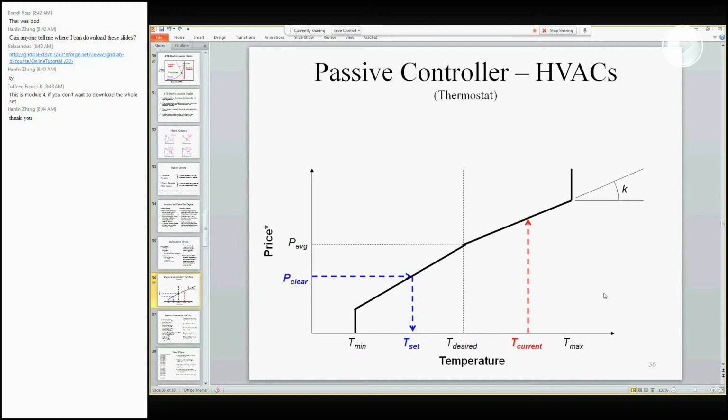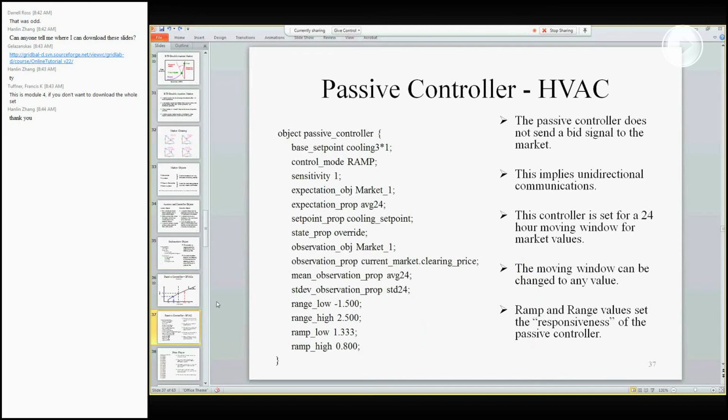So in aggregate, these type of things seem to work out quite well. Again, the whole reason for creating these type of models in GridLab was to start to explore some of these different ideas. So a little bit about how this passive controller is built in the GridLab. And again, this is for this very specific example. It's not designed to send out any type of bid signal to a market. Of course, it's only using unidirectional type of communications.